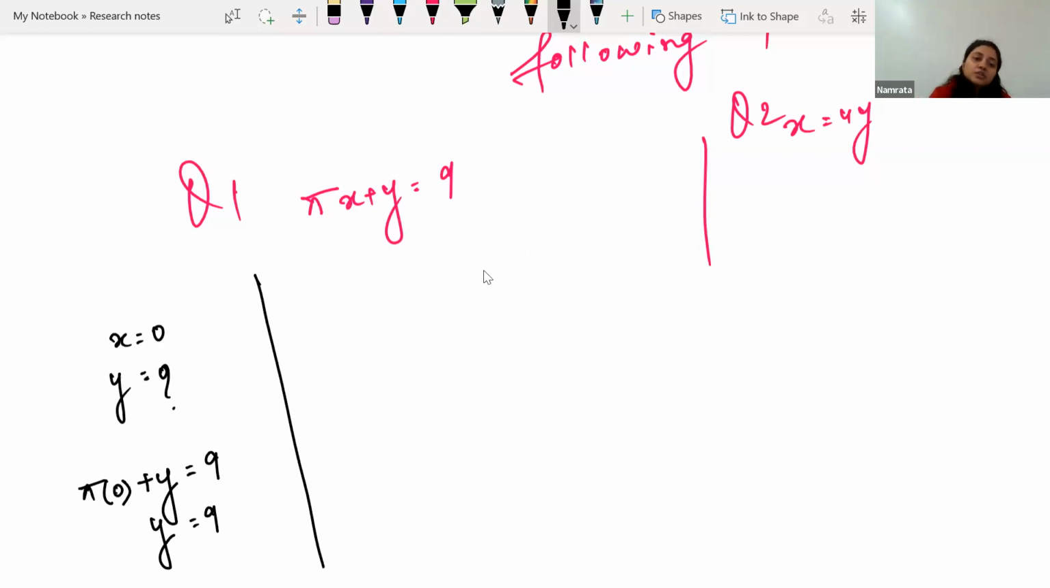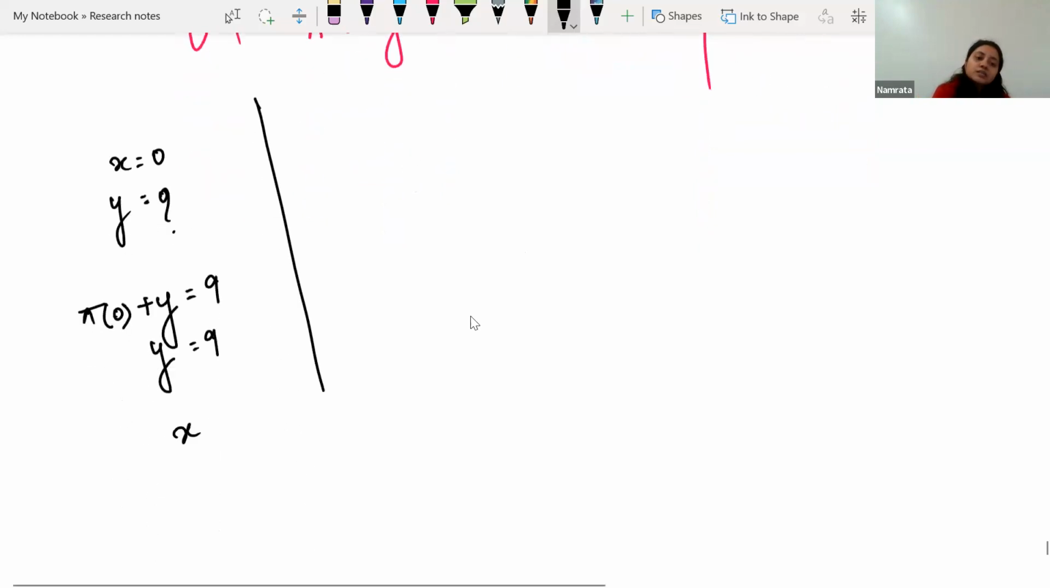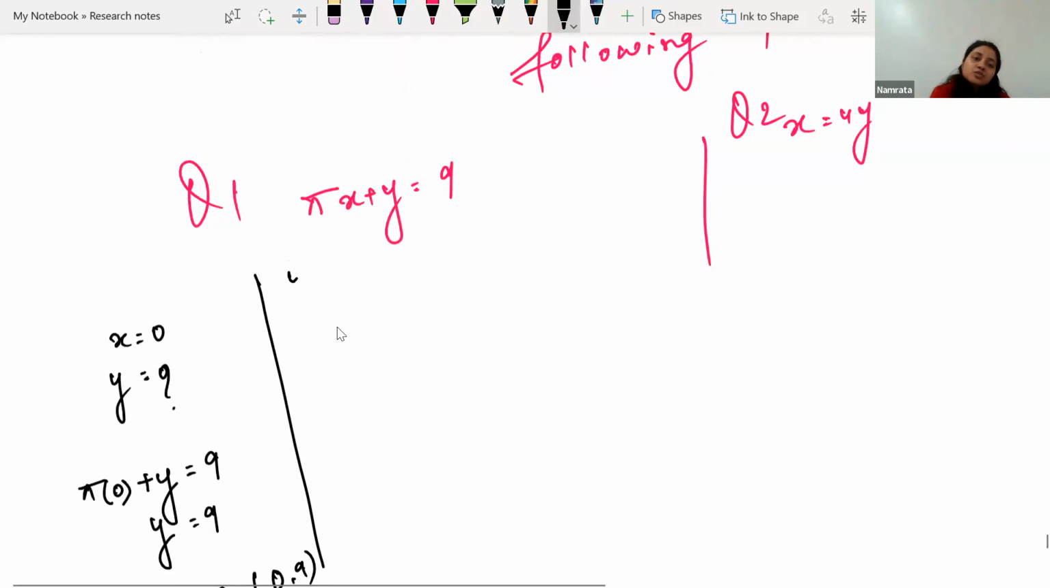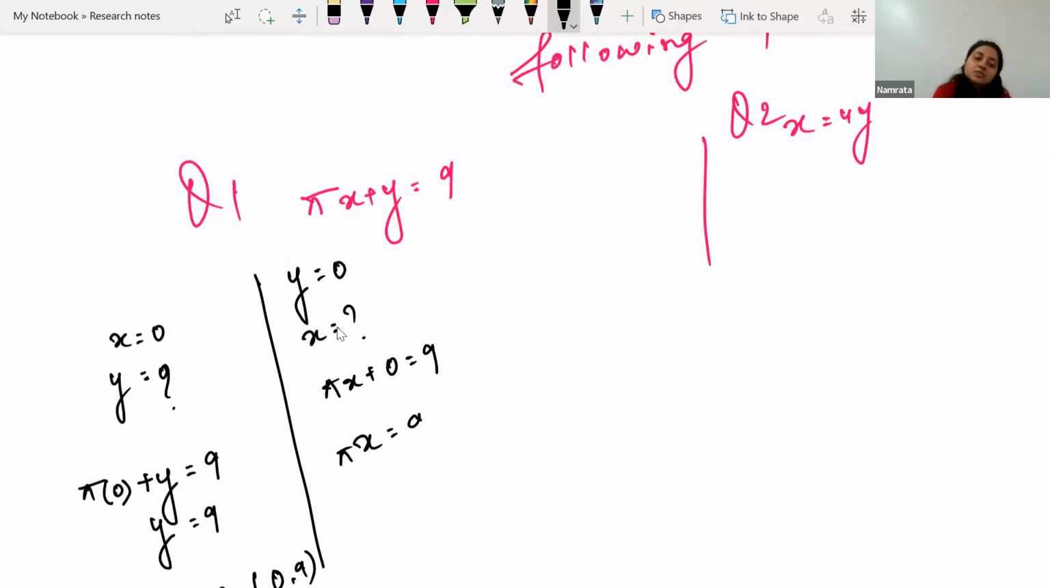So we got one of the solutions as x = 0, y = 9. The point can be written as (0, 9). Now the next solution, as I said, please take y as 0 and find the x value from the given equation. So if y is 0, pi x plus 0 is equal to 9. So we are getting pi x is equal to 9. x will be 9 by pi.